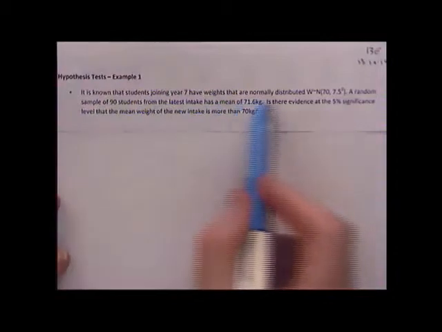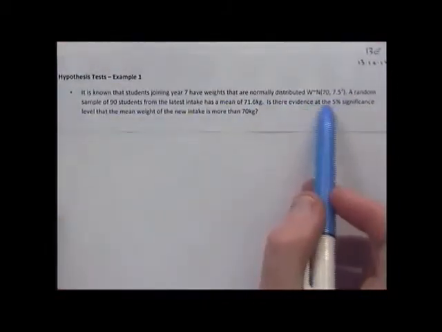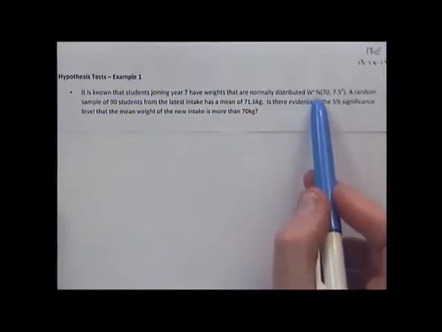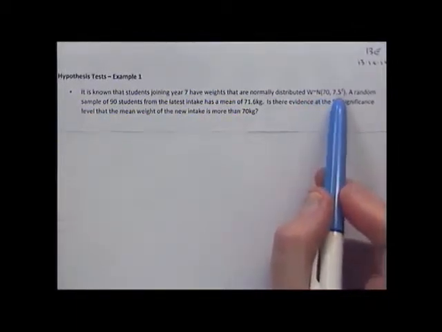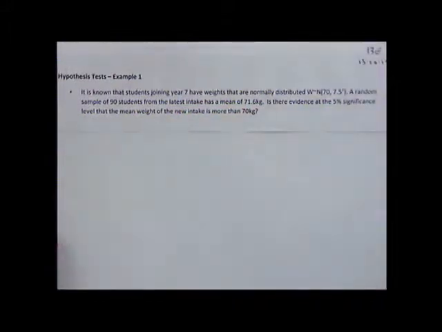So it is known that all students who join year 7, their weights are normally distributed, mean is 70, variance 7.5 squared. A random sample of 90 students from the latest intake has a mean of 71.6 kilograms. Is there evidence at the 5% significance level that the mean weight of the new intake is more than 70 kilograms? That's a typical question.